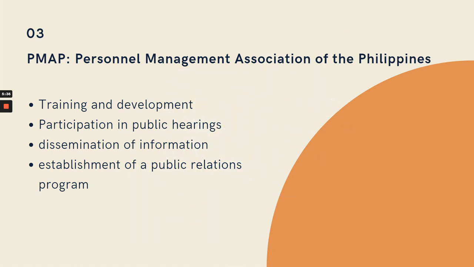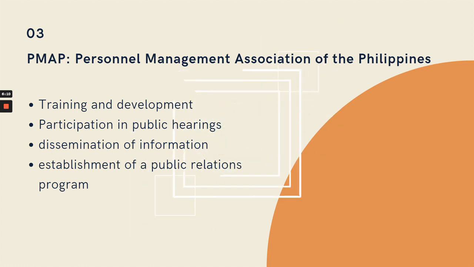Third is dissemination of information. This is to upgrade personnel management by offering technical advice through its special committees and library facilities. So they will disseminate information. The fourth is establishment of a public relations program which is aimed at informing the public about the nature of personnel work. Right? So that personnel work will be recognized. So that is the work of PMAP.